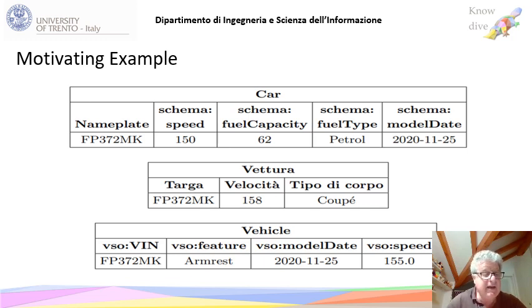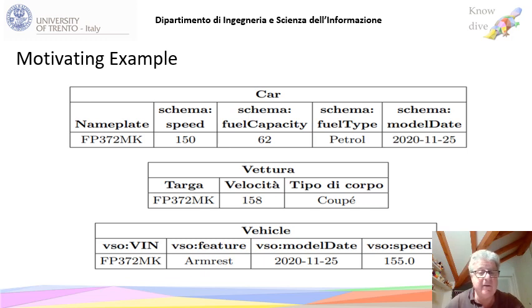So to understand in practice what I'm saying, let's consider this motivating example. This is a guy who is Italian, and he has a car. So this car is stored, is memorized as car in the database of the UK transportation office. Why? Because this guy lives in the UK. So he had to register the car, and they asked him for this data.